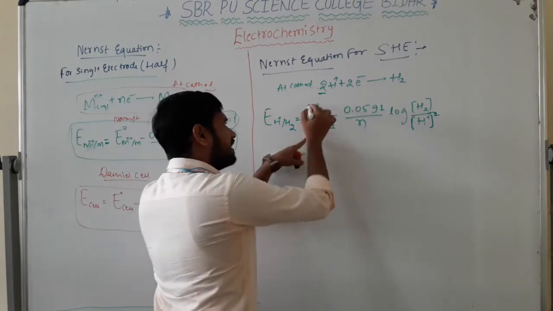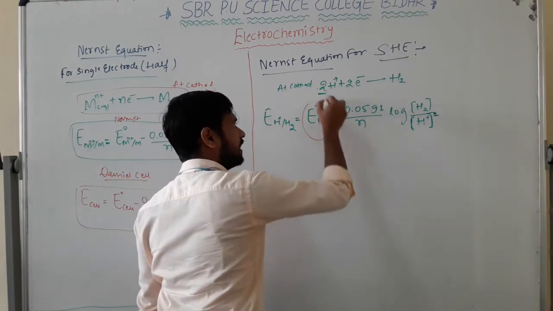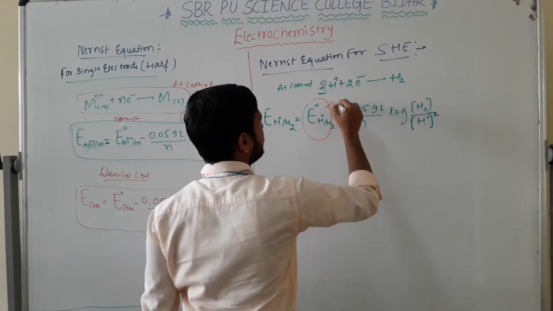Now I am writing here, this is the standard hydrogen electrode. This is the standard electrode potential of SHE. What is the standard electrode potential of SHE? It is 0. Directly I can write 0.